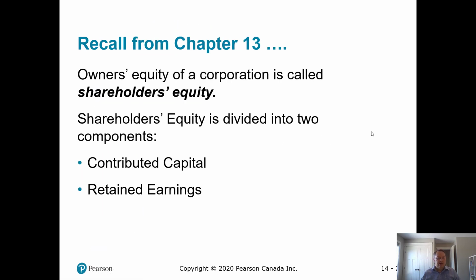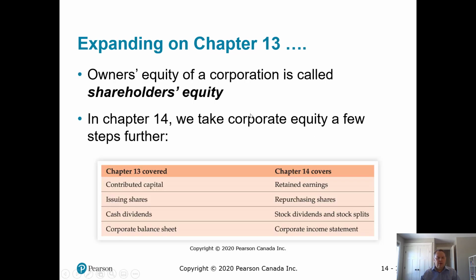Owner's equity in a corporation, we talked about it in Chapter 13, is called shareholders' equity. There are two big components to that: contributed capital, where you're going to see common and preferred shares, and then retained earnings. Owner's equity, again, is called shareholders' equity.